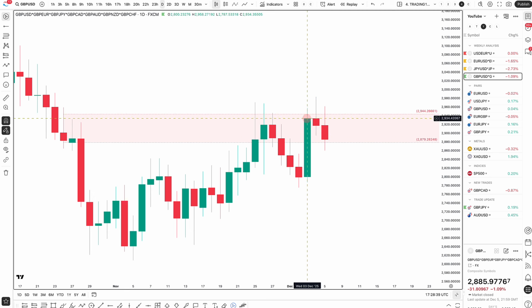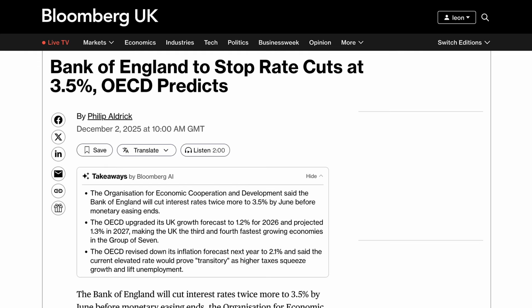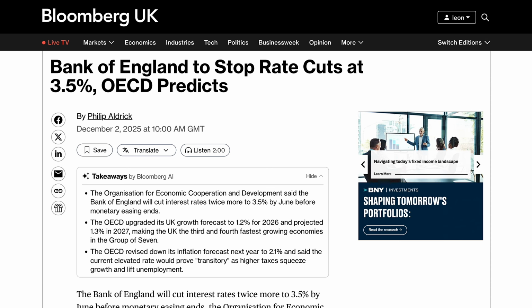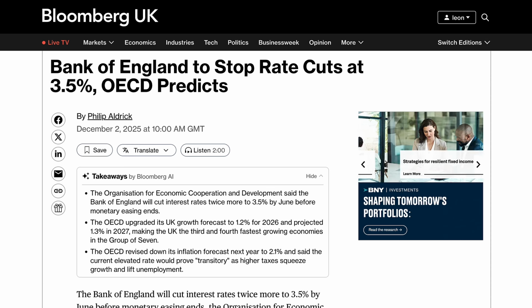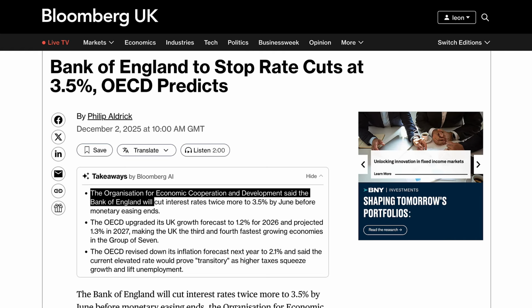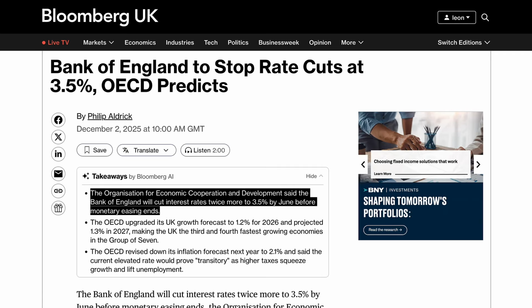And actually, I did get short on the pound-CAD, which again I'll talk about a bit later in the new trades section of the video. But for me, yeah, the pound is a sell. There are cuts coming, and it says here as well the Bank of England to stop rate cuts at 3.5%, the OECD predicts. So there's definitely cuts coming, but maybe the OECD thinks there's probably going to be two rate cuts. It says the Organization for Economic Cooperation and Development said the Bank of England will cut rates twice more to 3.5% by June before monetary easing ends.